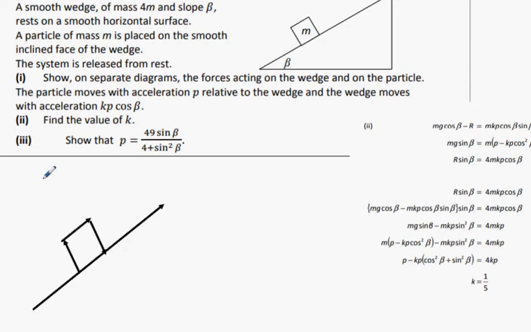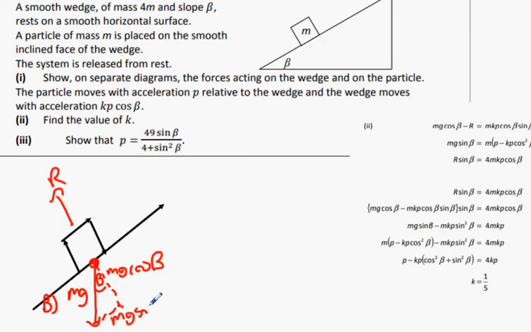So R goes up, mg goes directly down. You happy enough with that? And you have to show them as separate diagrams as per our marking scheme. Now, do we have an angle? We have an angle beta. What does that make this? Beta. Which makes this mg cos b, and then mg sin b.